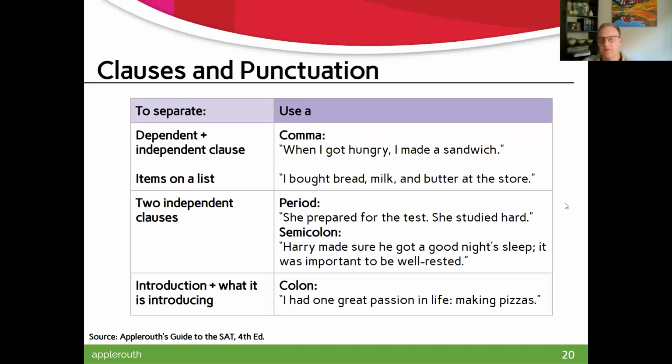So those are rules you'd have to be really comfortable with. And if not, you go practice. I'll give you some resources towards the end today of where to find good practice resources for this stuff.